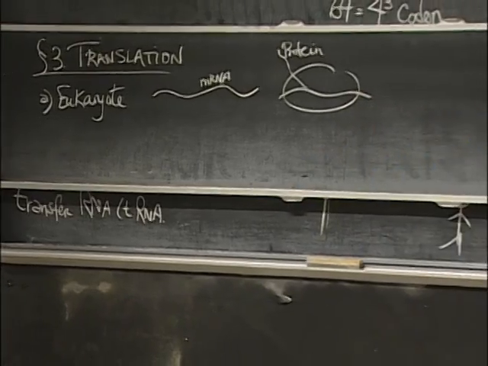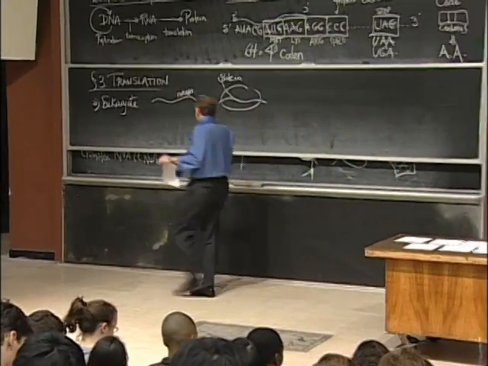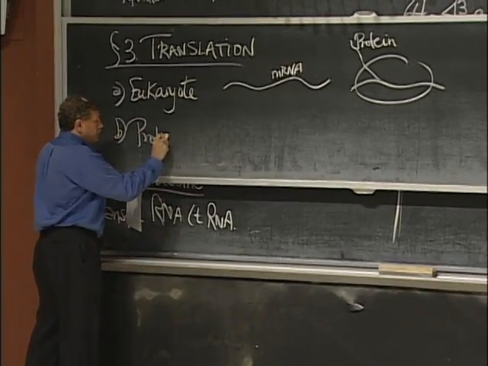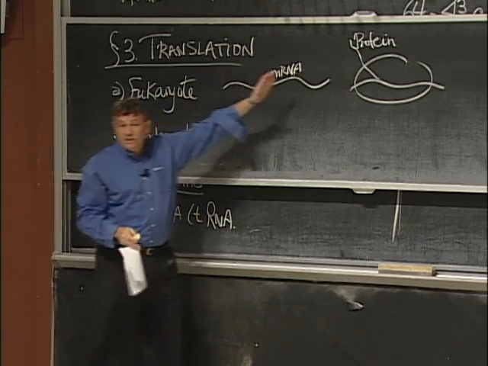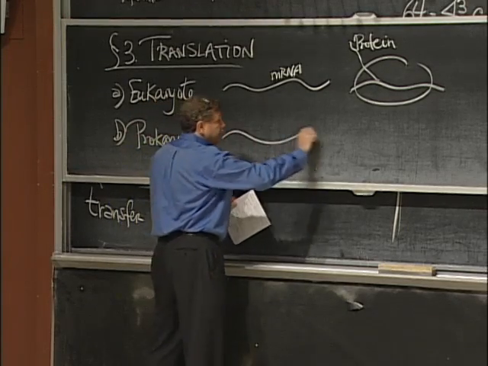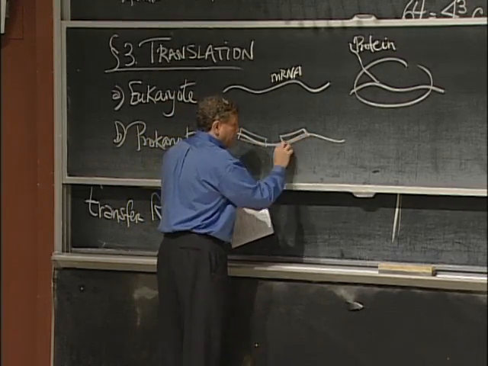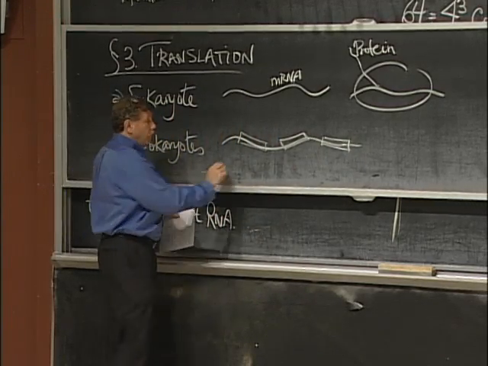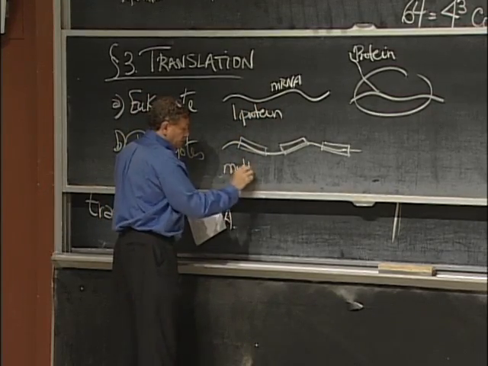But now prokaryotes are a little weird. You know, their messages are fine. None of this funny cap business, none of these poly A tails, none of this splicing. But here's the weirdness that prokes do. This mRNA, one mRNA might encode multiple different proteins. Multiple proteins. This is one protein. This, multiple proteins.